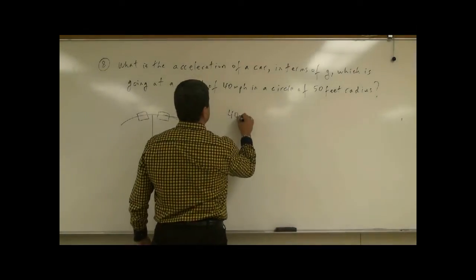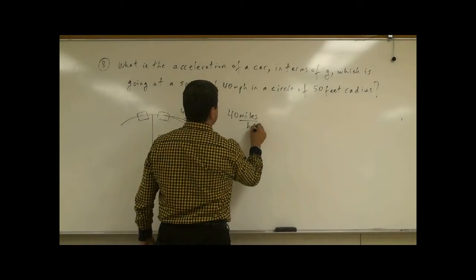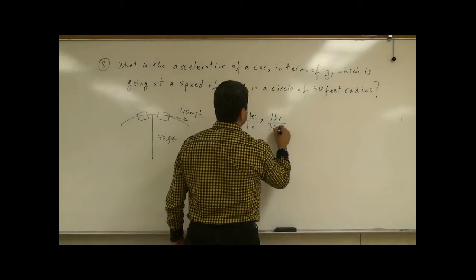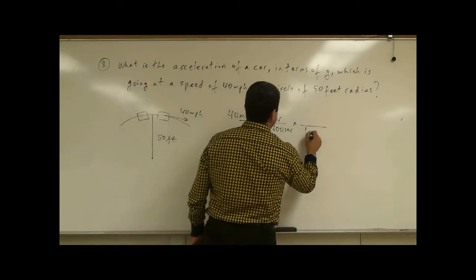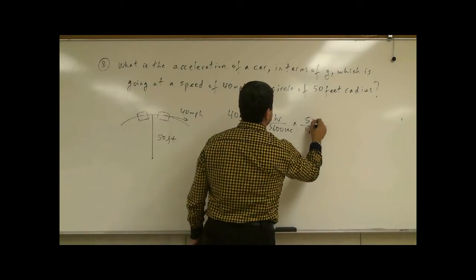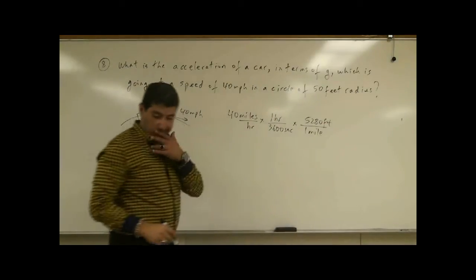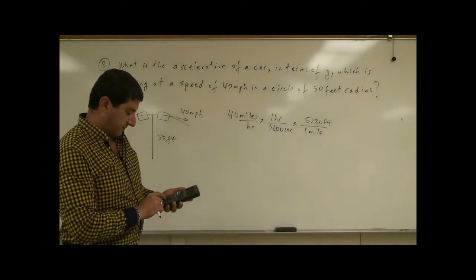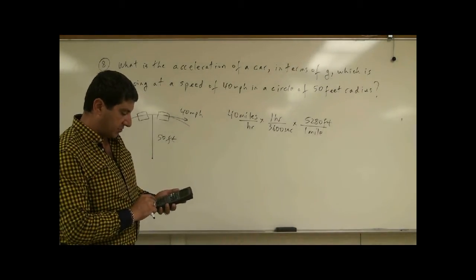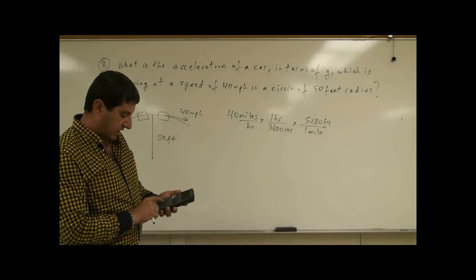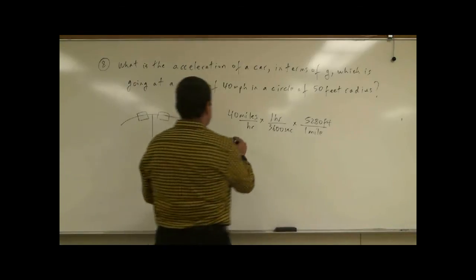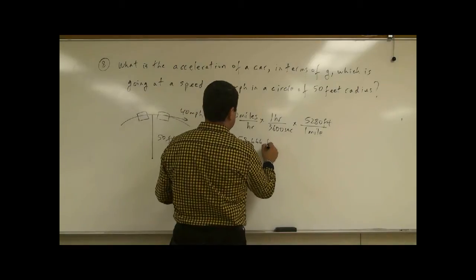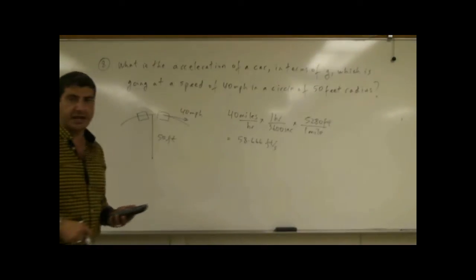So I say 40 miles per hour. Then 1 hour is 3,600 seconds, and 1 mile is 5,280 feet. So I will convert that to feet per second: 40 divided by 3600 times 5280. It's going to be 58.666, repeating sixes, feet per second. So 40 miles an hour is that many feet per second.